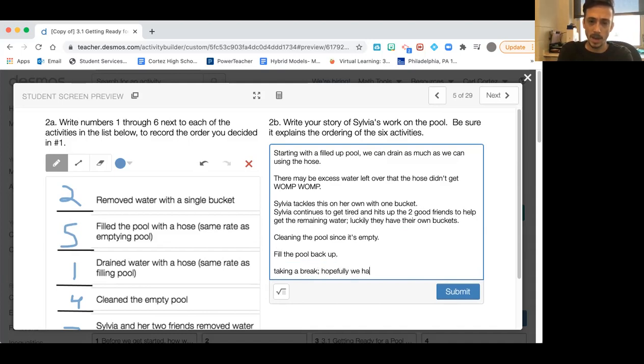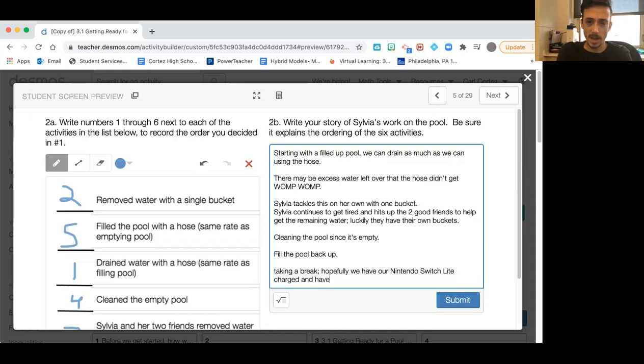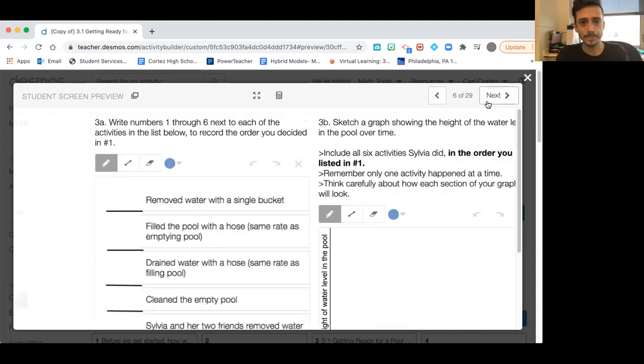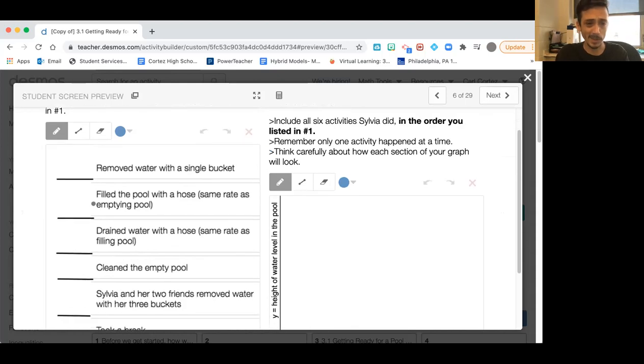Hopefully we have our Nintendo Switch Lite charged and have good Wi-Fi. Cool. Cool story, bro. So that's what I'm going to go with moving forward. Here's, of course, could look different.